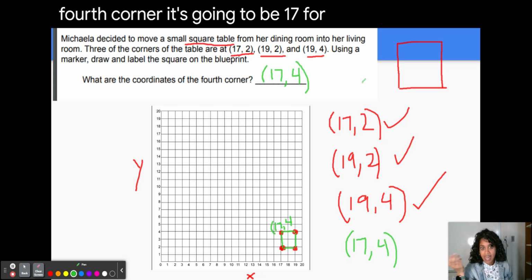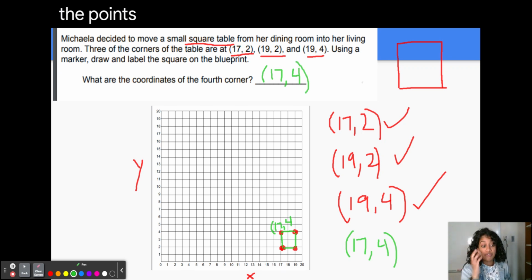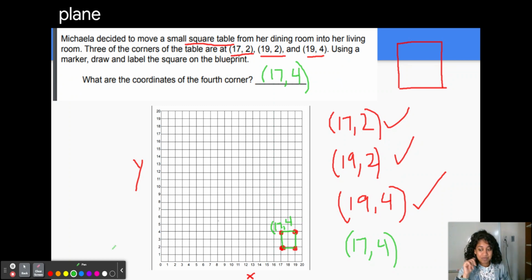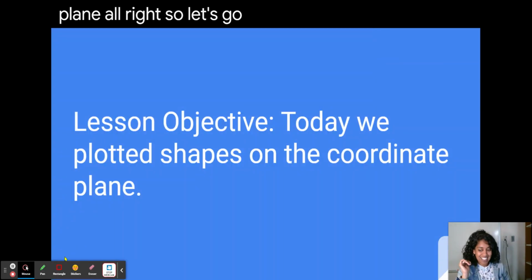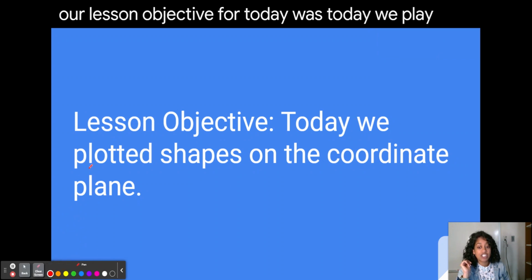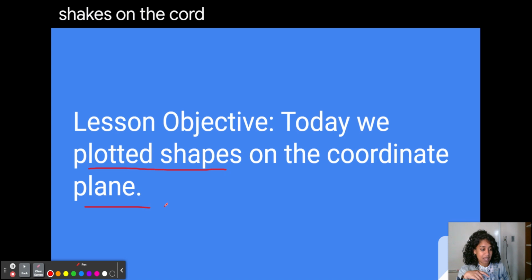So we just plotted the points, the vertices of a square, on our coordinate plane. All right, so let's go over our lesson objective. Our lesson objective for today: we plotted shapes on the coordinate plane.